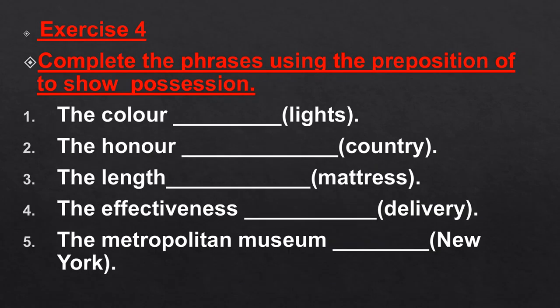Fourth exercise is, complete the phrases using the preposition of to show possession. First, the color dash in bracket lights. Second, the owner dash in bracket country. Third, the length dash in bracket mattress. Fourth, the effectiveness dash in bracket delivery. Fifth, the Metropolitan Museum dash in bracket New York.